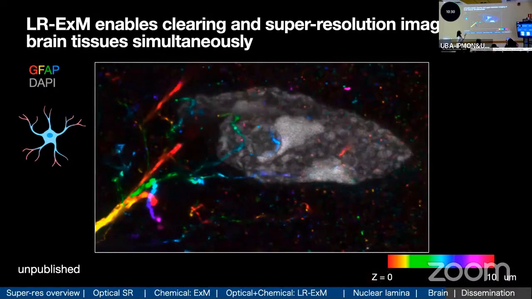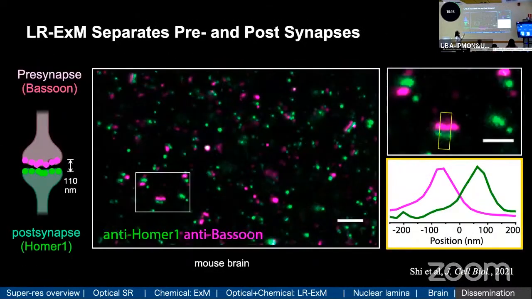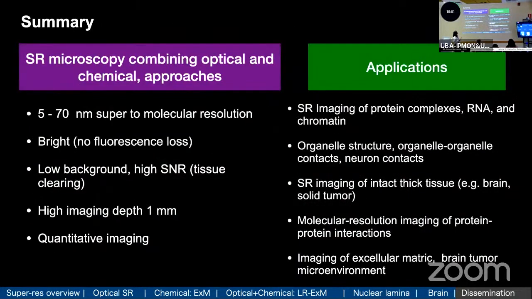You can also see in detail how they interact with other cells, for example, the neurons and axons, dendrites, and how the astrocytes connect to the synapse. And talking about synapse, this is still a confocal image, and you can see good separation between the pre and post synapse with only four times expansion. And here I summarize the applications as well. So basically, you can achieve super resolution imaging of protein complexes, RNA, and chromatin with expansion microscopy.